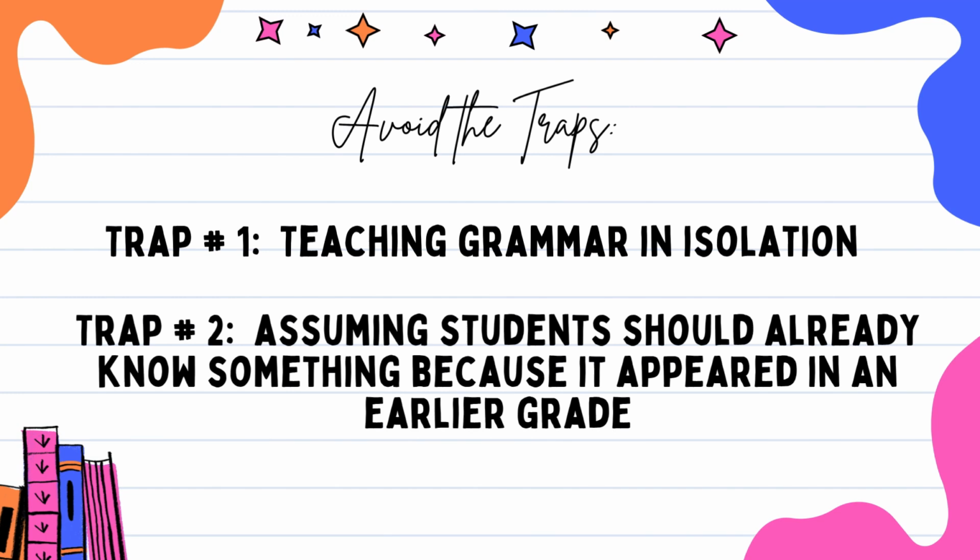When we teach grammar, usage, and mechanics, it's easy to fall into one of these two traps. The first trap is teaching grammar in isolation. An example of this is just using worksheets, just giving rules and definitions, and then moving on, not giving students an opportunity to really get hands-on and practice the skill. The second trap is assuming students already know something because it appeared in an earlier grade level. Never assume that. The GUM chart helps us avoid both of these traps.